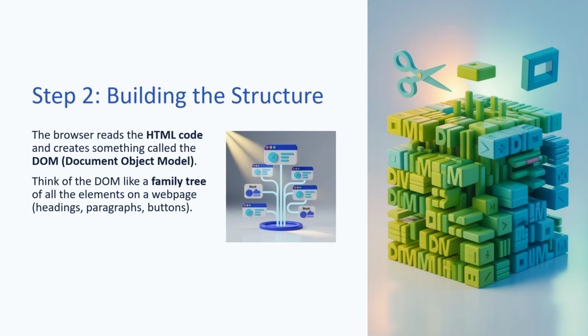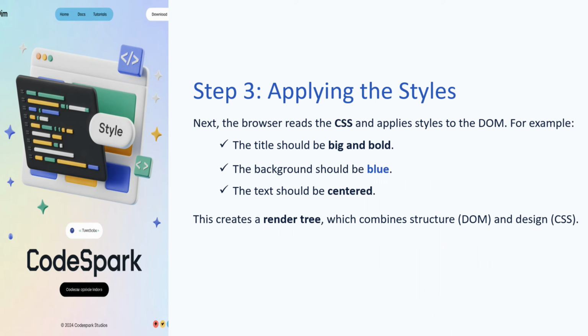Step 2 is building the structure. The browser reads the HTML code and creates something called a DOM. DOM is nothing but Document Object Model. You can think of the DOM like a family tree of all the elements on the web page, like headings, paragraphs, and buttons.